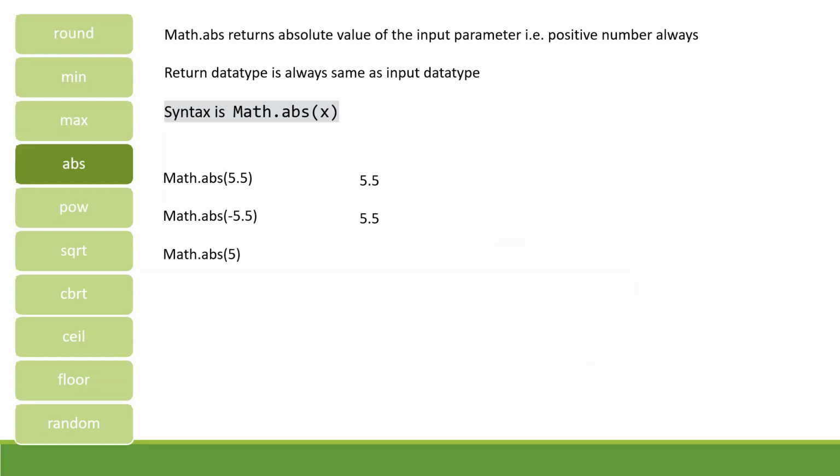Okay. Math.abs of 5, if we give an integer, the output will be an integer 5. And if we say Math.abs of minus 5, again the input is an integer, so the output will be an integer, but the negative sign will be removed. So in Math.abs, just remember: same number as it is, just without the negative sign. Okay, so I hope that is clear.